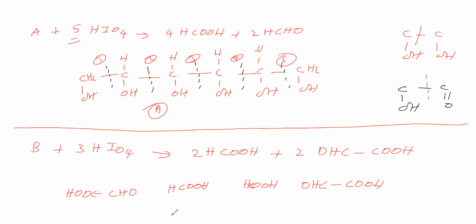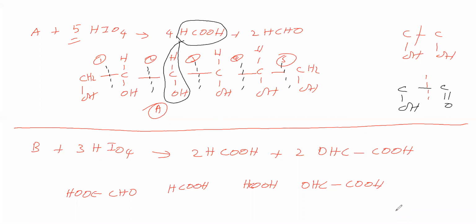Now we will see formic acid is from what, in the sense the CHOH group. Formic acid is from the CHOH group. So for 2 formic acid, we will write 2 times CHOH. Here one bond we will write, here one bond, here one bond. Then formaldehyde we will get from CH2OH.